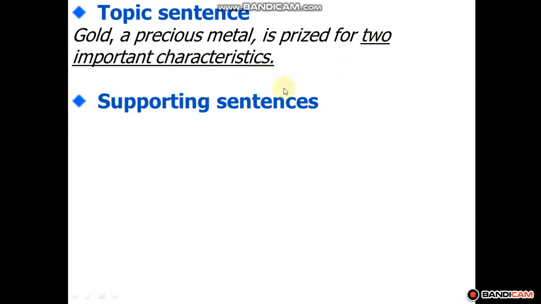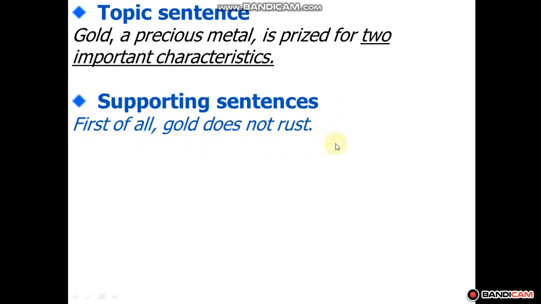point. Okay, and the supporting sentences are the ones which will support the topic sentence. How will they support? They will unfold the topic sentence, they will explain it. And how will they explain it? They will explain through examples, through some statistics, etc. Okay, so now the first point in supporting sentences, first of all, gold does not rust.